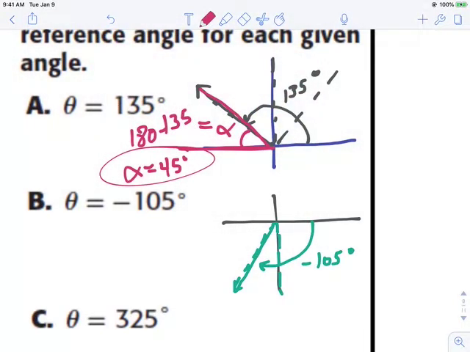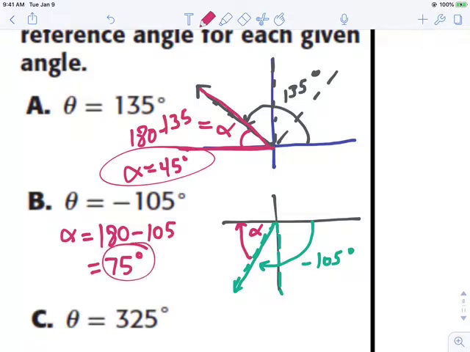Need to go backwards, right? Need to get to the x-axis, right? I'm trying to find this angle right here, alpha. Well, how much is the difference between 105 and 180? 75, right? You can just say 180 minus 105, and you get 75 degrees.